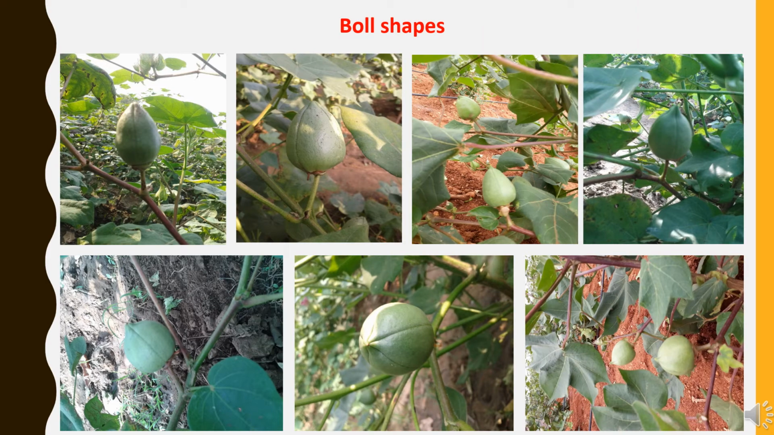Here we have shown the ball shapes of the cotton seed field. The ball shapes will vary depending upon the parent nature. It can be oval, it can be conical, it can be round, or the tips can be pointed. So different ball characters will be there as per the female parent.